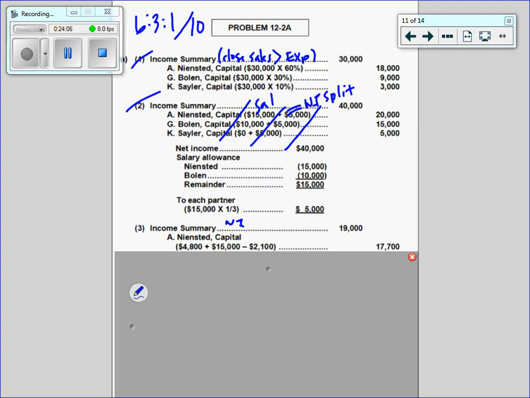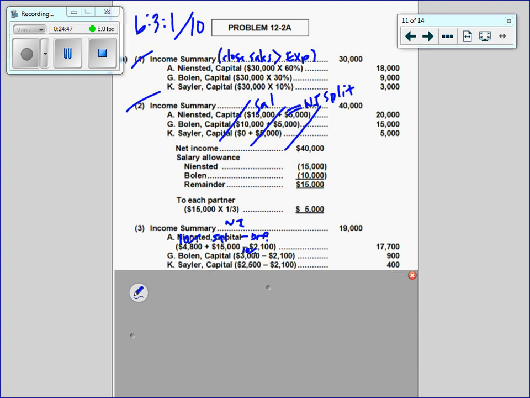It's just not very much because Nienstead gets $15,000 for a salary. So he had his 10% of his capital, his salary allowance, minus the deficiency. Still making $17,700 in his capital account. The other two partners are not nearly as lucky. Bolin had a $3,000 10% interest on his capital, minus the hit. His capital only is at $900, and that last one is only $400.